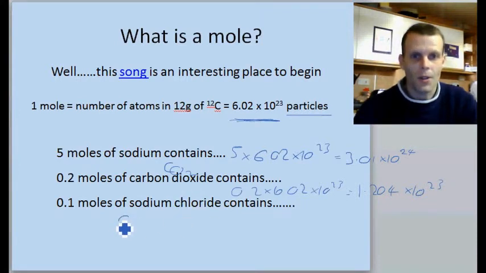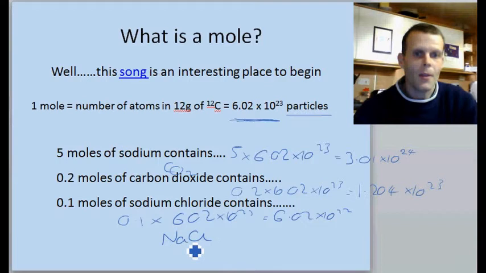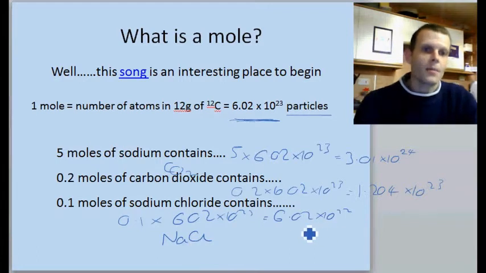Likewise down here, 0.1 times 6.02 times 10 to the 23 is equal to 6.02 times 10 to the 22. And in this instance, as an ionic compound, we refer to this as a formula unit. One Na plus and a Cl minus. That will become clearer when you do the bonding topics. But there are 6.02 times 10 to the 22 pairs, if you like, of NaCl within that lattice.